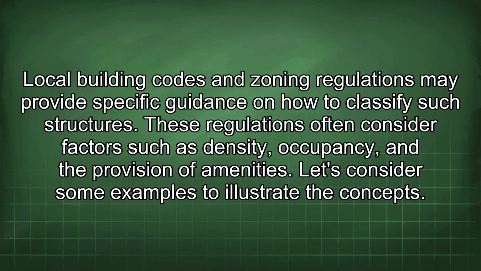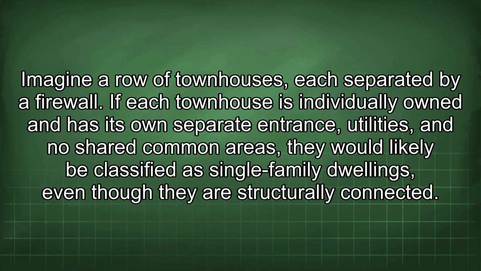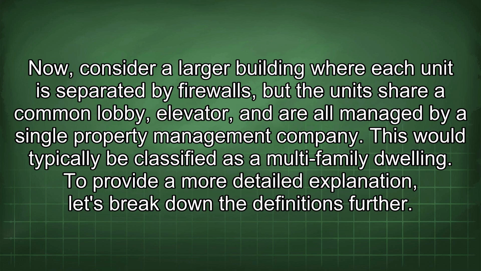Let's consider some examples to illustrate the concepts. Imagine a row of townhouses, each separated by a firewall. If each townhouse is individually owned and has its own separate entrance, utilities, and no shared common areas, they would likely be classified as single-family dwellings, even though they are structurally connected. Now, consider a larger building where each unit is separated by firewalls, but the units share a common lobby, elevator, and are all managed by a single property management company. This would typically be classified as a multi-family dwelling.